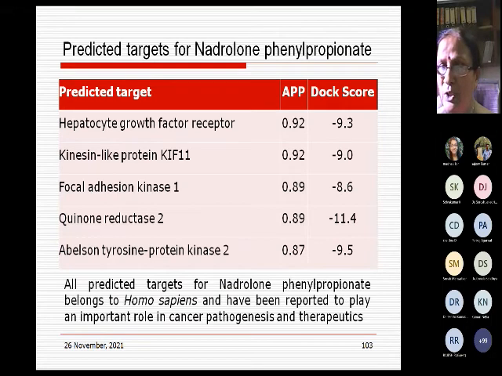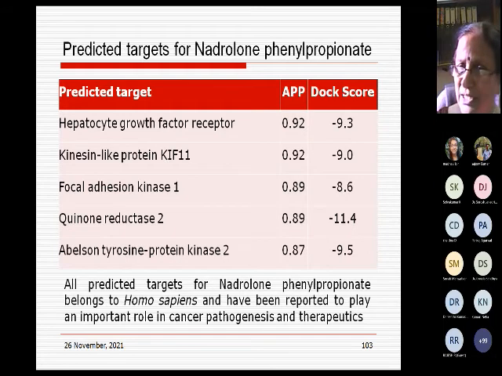Then further we did the analysis on the natural products which are available for cancer. So we predicted the targets for this drug, Nandrolone, and found these are the proteins with this probability score, and this is the docking score. We identified the targets for this. All predicted targets belong to Homo sapiens and have been reported to play an important role in cancer pathogenesis. So this is a natural product for cancer, and we found the targets for it, which gives more reliability to the model developed.